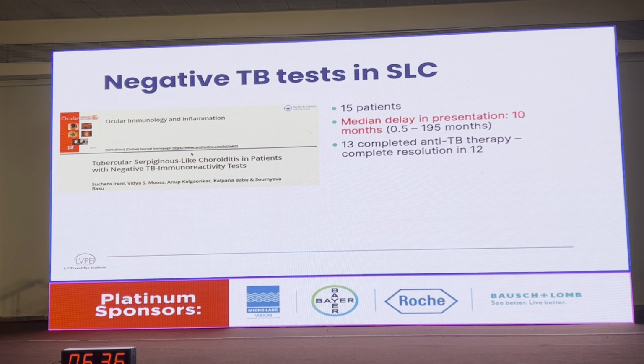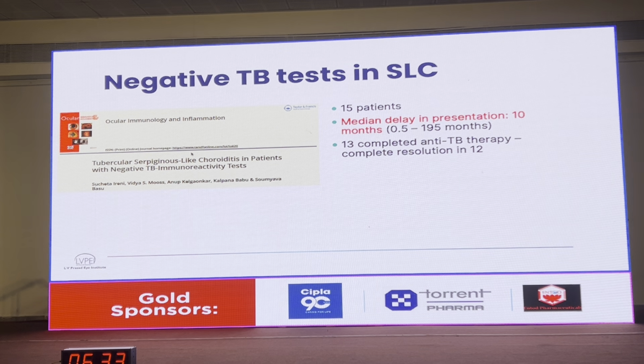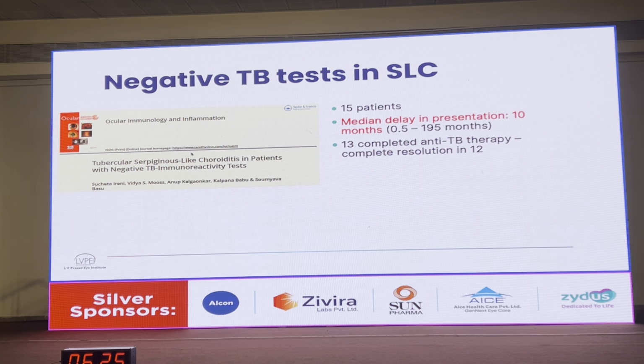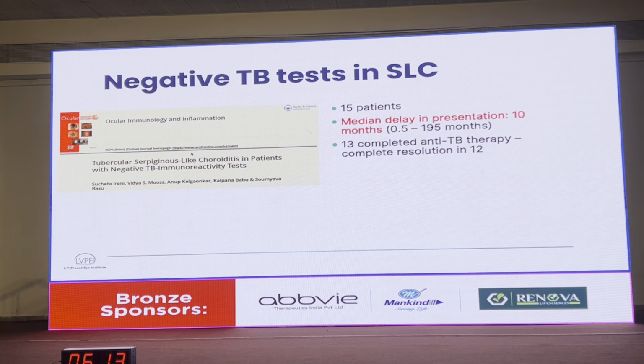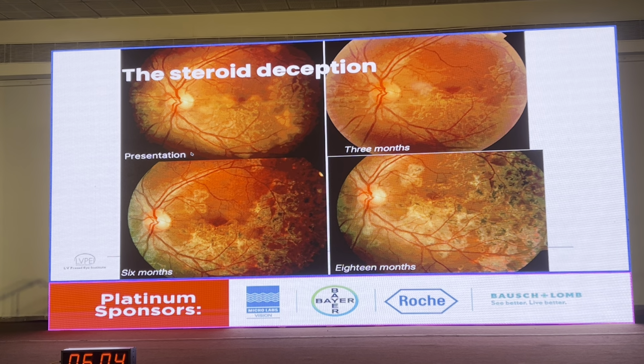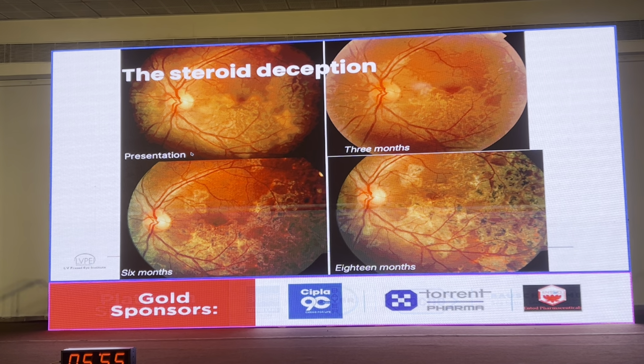We did this study a few years ago with Dr. Kalpana's group, and we had 15 patients of serpiginous-like choroiditis who had both negative Mon2 and QuantiFERON TB Gold tests, with a median delay to presentation of at least 10 months. In these patients, 13 completed anti-TB therapy, and there was no recurrence after completion of anti-TB therapy in 12 of these patients. So we have good evidence to treat these patients. Now you saw in both the cases how giving steroids can give you an initial resolution, and that is a deception, and we should be aware of that.